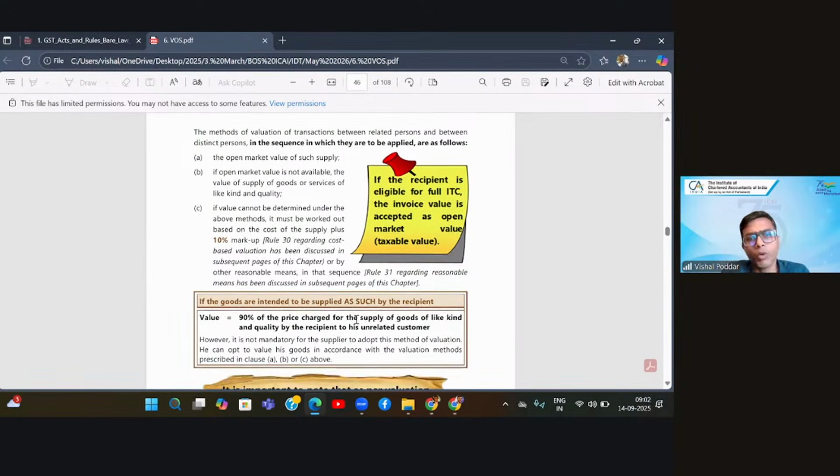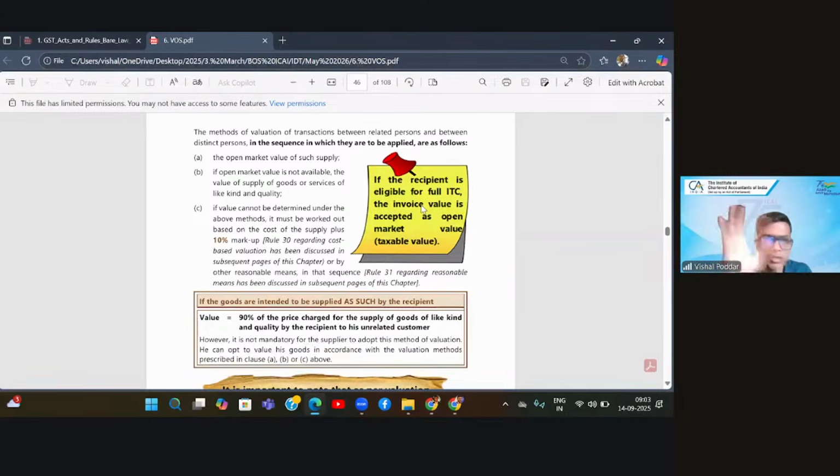However, what is very interesting in this rule is these 2 points. Now, this rule has simplified the work. How? Firstly, it says, if the recipient, who is my related person or my distinct person, is eligible for full ITC, then I don't have to worry. I can forget the whole valuation rule. I can even take rupee 1. And that rupee 1 will be assumed to be the open market value. It means it will be accepted as a taxable value.